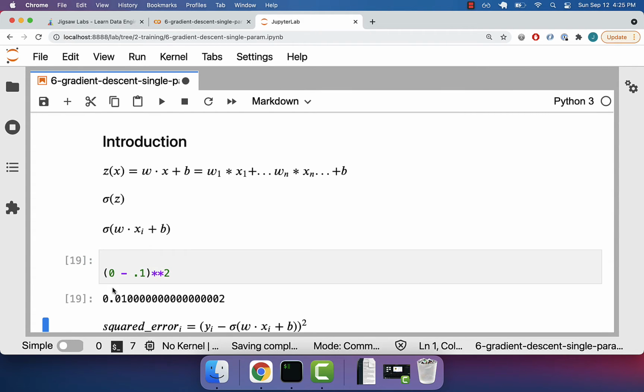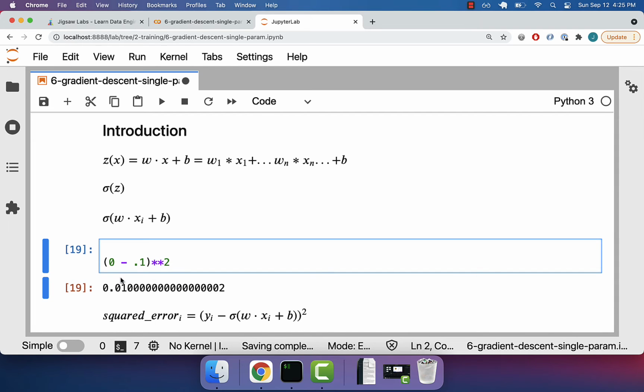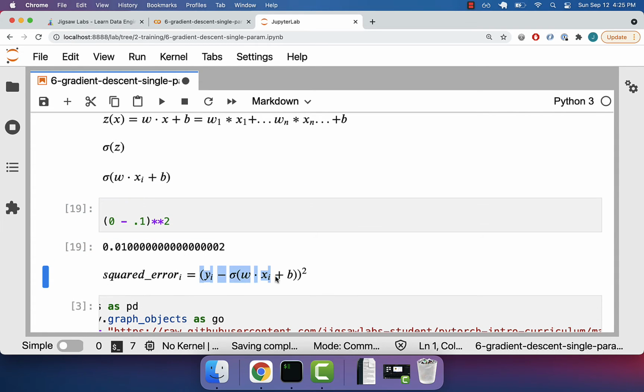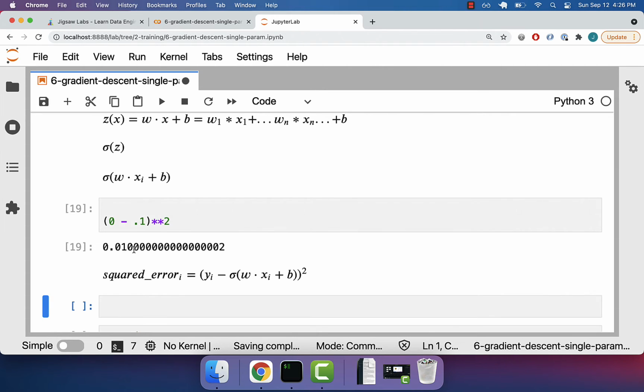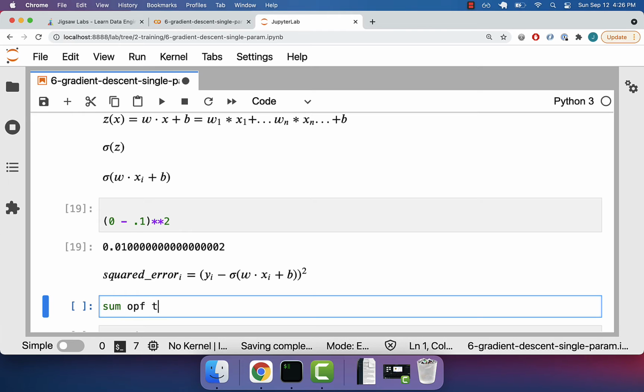Okay? But really what we wanted to do was perform this across all of our observations, right? Because bigger sample size. And we do that simply by taking our entire data set, calculating the squared error for each observation, and then adding up those squared errors. And that gives us the sum of the squared error.